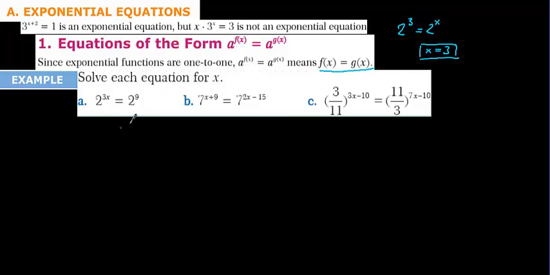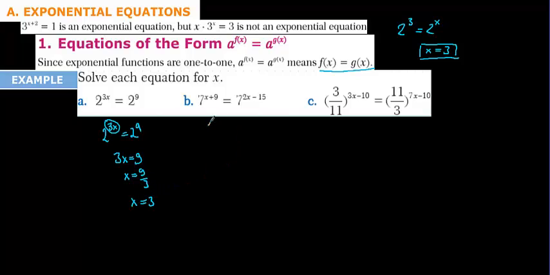2 to the power of 3x is equal to 2 to the power of 9. It means that 3x should be equal to 9. The powers here, this power and this power, should be equal to each other. Here 3x is equal to 9, x is equal to 9 over 3.